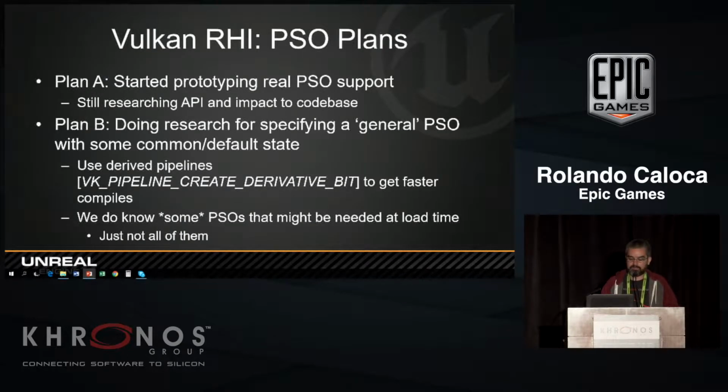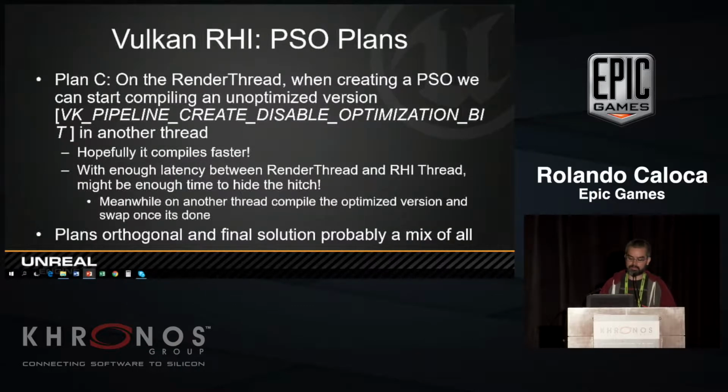We're investigating three different plans right now. One of them is to prototype real PSO support, basically adding the pipeline state objects in the RHI. We're still researching the impact on the code base of that. The other plan is making a general PSO when we load the material using some common state, and then use the pipeline create derivative bit to get faster compiles, because we know some of the state but not all. And the third plan is on the render thread, when we create a PSO, we want to create it with the unoptimized flag, basically a disable optimization bit, so the renderer will get the set bound shader state, trigger a compilation, and then the RHI thread, when it starts executing, hopefully by then the latency is enough that it's done. At the same time, we'd start compiling the optimized version, the one without this flag, and then we'd replace it. So all these three plans are orthogonal, and the final solution is probably going to be a mix of all of them.